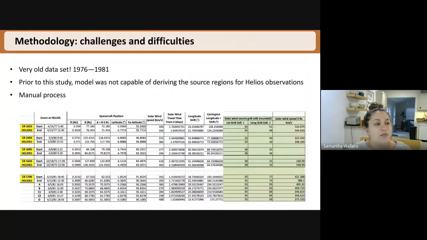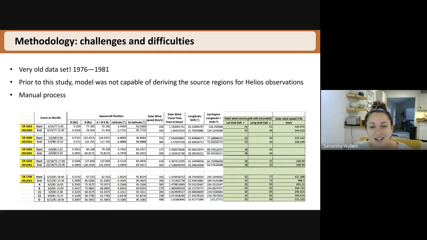We employ the same techniques as I described before. However, there are several challenges unique to this study. Helios data is extremely old and at times poorly documented. There's a lot of data dropouts. And also the model was not capable of deriving the source regions for Helios observations until this study. So it was a very manual process. This is just a glimpse of what that looked like, where we had to actually calculate the model grid cells by hand and so forth, or with Excel.